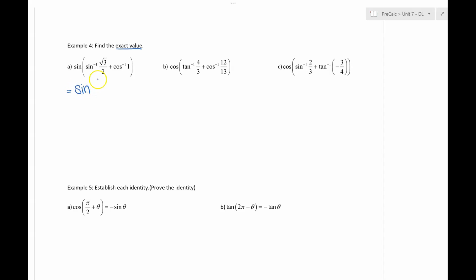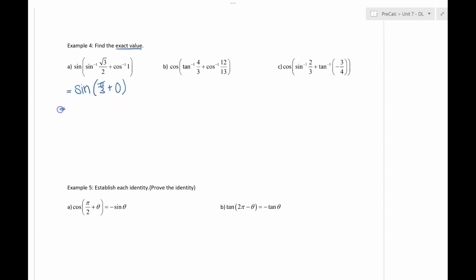If you think about the inverse sine of rad 3 over 2, it's positive, so I'm in the first quadrant, and sine will have a value of rad 3 over 2 at 60 degrees. Good. Use degrees, use radians. It's not going to matter because we're going to end up using the sum formula anyway. And then the inverse cosine of 1 is just 0.